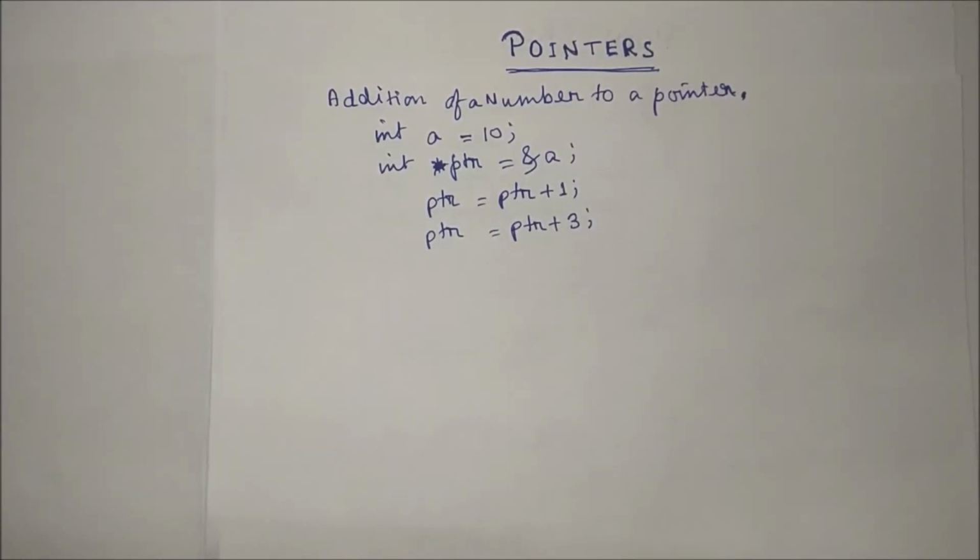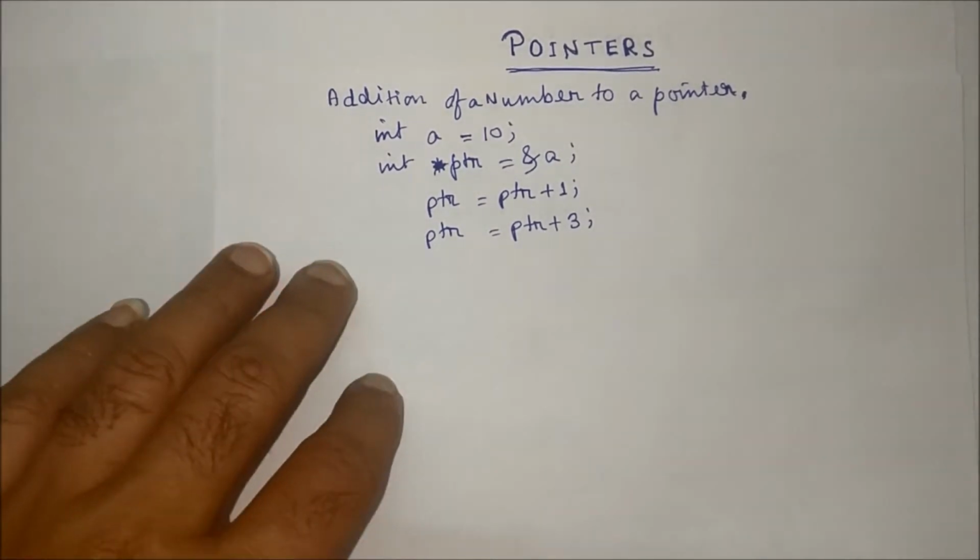Today we are going to continue our discussion on pointer variables. In this video we are going to discuss the various mathematical operations that we can perform on pointer variables, and what are the things we should avoid performing on pointer variables. First, let us discuss the addition of a number to a pointer.